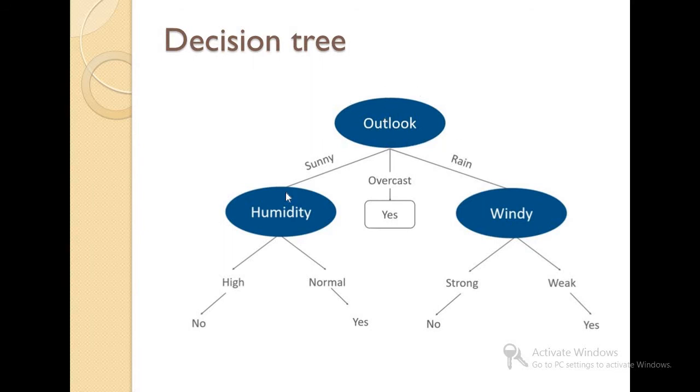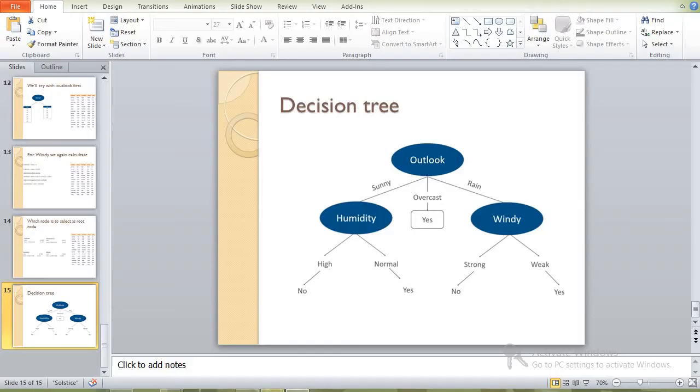If outlook is sunny, then we need to look at the humidity. If humidity is high, then it won't play the game. If humidity is normal, then it plays the game. So now we need to check making a decision tree by using KNIME software.